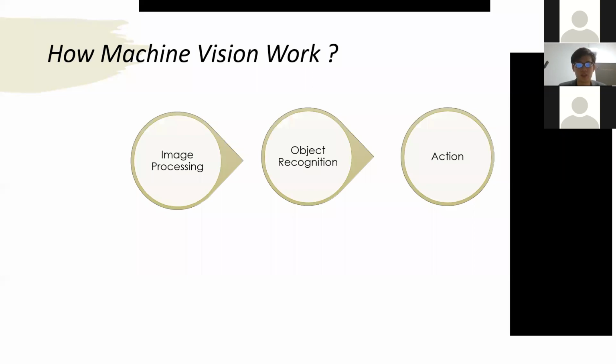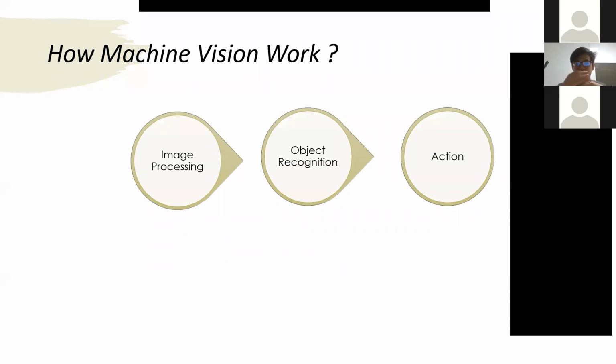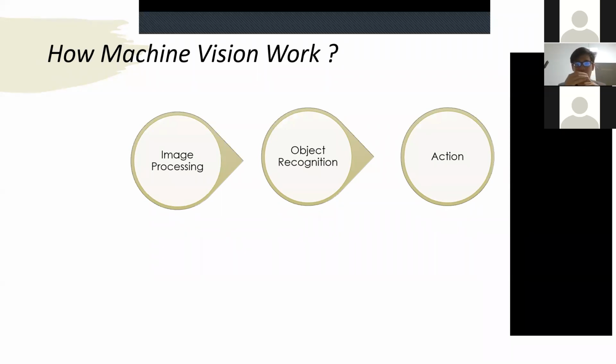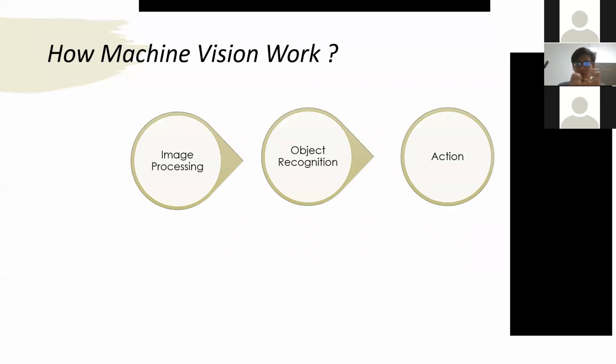The first step is to process the image. So you capture the image and then you process it. Then, from the processed image, you try to find some parameters, maybe some contour, maybe some different features of the image, and then you recognize it as some sort of object, and then you pass the object to the machine to take some action.